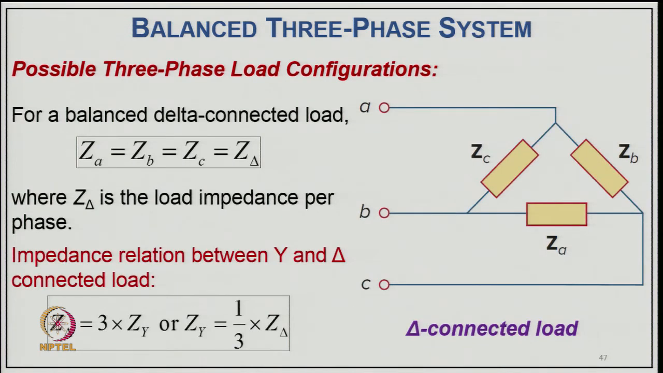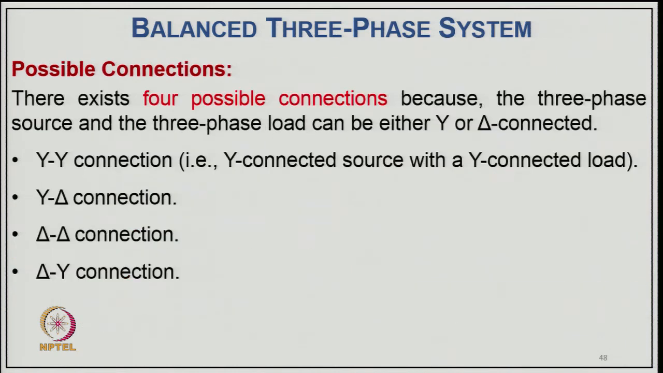Then, for a balanced delta connected load, as you can see in the connection of delta, we already discussed all the delta and star connections. So, ZA equal to ZB equal to ZC, that is equal to Z delta, where Z delta is the load impedance per phase. The impedance relation between star and delta, which was already proven earlier, is Z delta equal to 3 Zy, or Zy equal to 1 by 3 Z delta. We already discussed that in star-delta transformation a couple of lectures before.